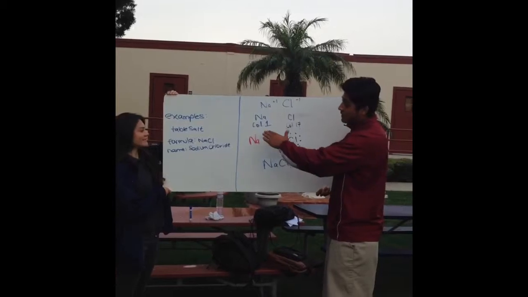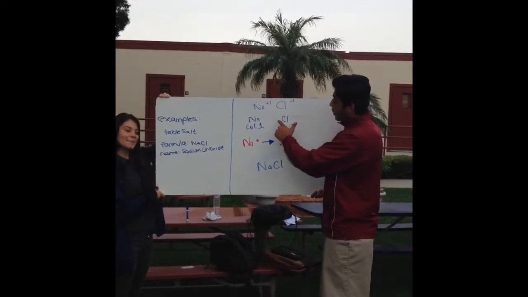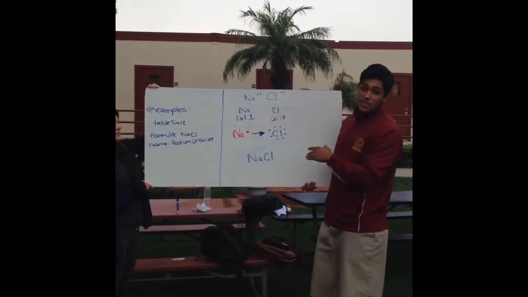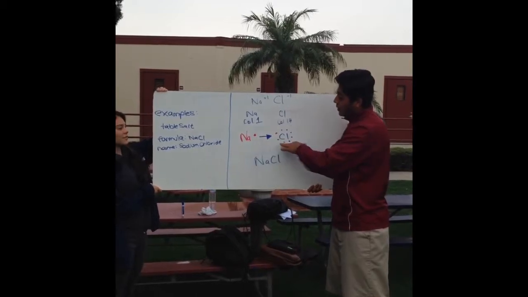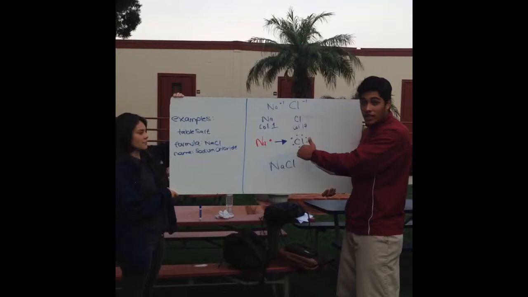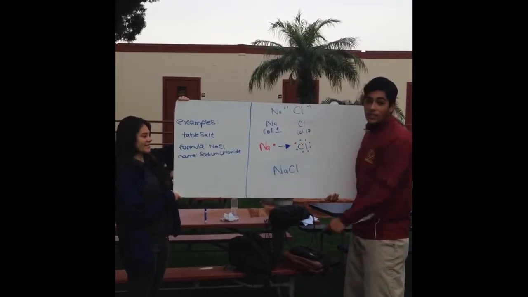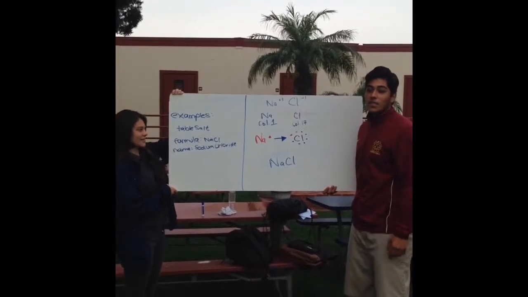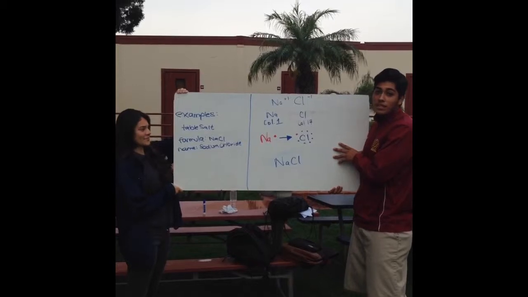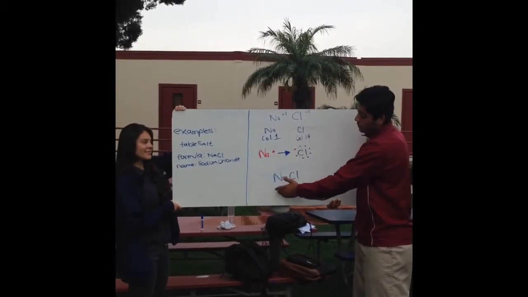Sodium is in column 1, which means it has 1 valence electron. Chlorine is in column 17, which means it has 7 valence electrons. Since chlorine has 7 valence electrons and sodium has 1, sodium gives its valence electron to chlorine to make 8 valence electrons, because the octet rule states that an atom is most comfortable when it has 8 electrons in its valence shell, which makes sodium chloride.